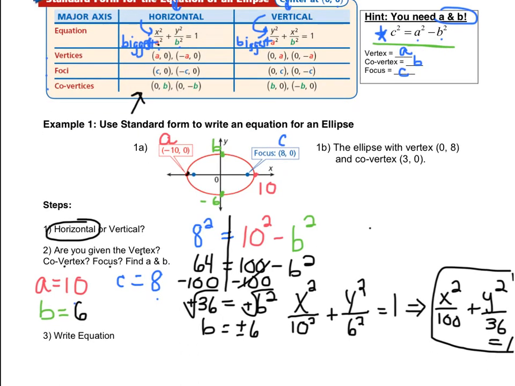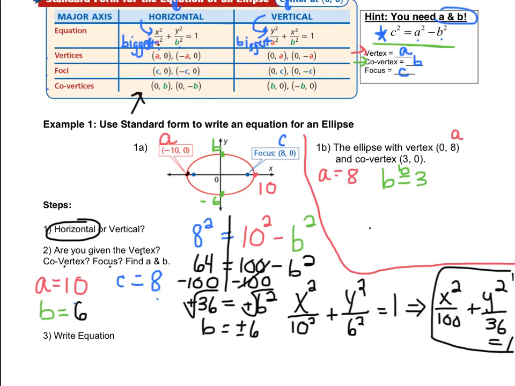I'm going to try to fit 1b in this space right here that I have left. So I'm going to look at this, and I see I have an ellipse with the vertex 0, 8. The vertex, remember, we use the letter A to label. So we know so far that A equals 8. And the covertex is 3, 0. The covertex, remember, we use the letter B. So B equals 3. We're pretty much set to plug it into the formula.